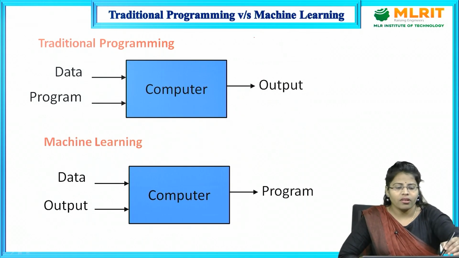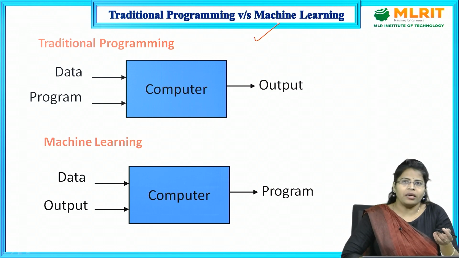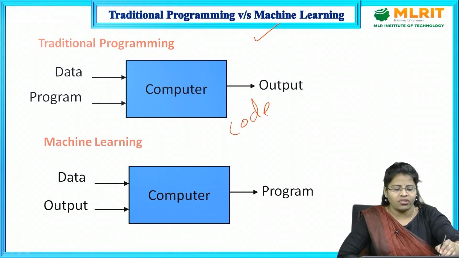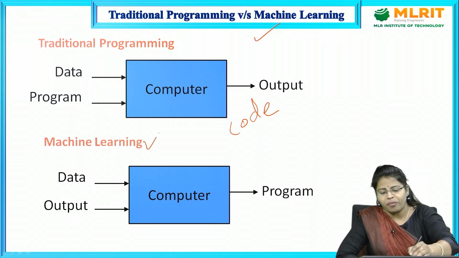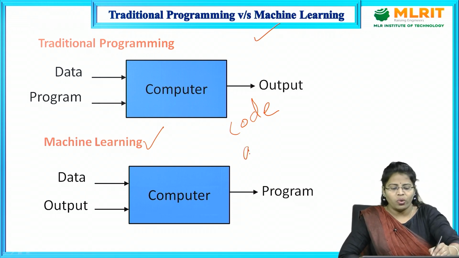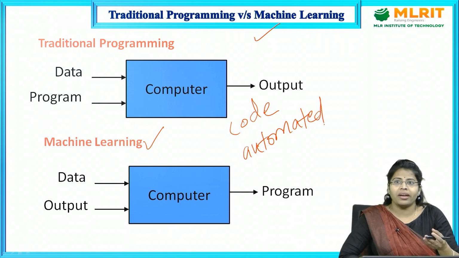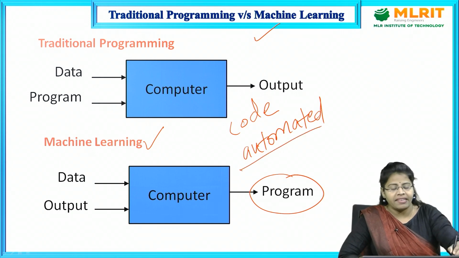Next, coming to traditional programming versus machine learning. In traditional programming, the developers write the code or instructions to perform a task or to solve a particular problem. Whereas in the case of machine learning, the process is automated. That means we feed the data to the computer, and based on that, it comes up with a model or a program is developed. That means without being explicitly programmed, the machine is going to learn things on its own. That is why it is automated.